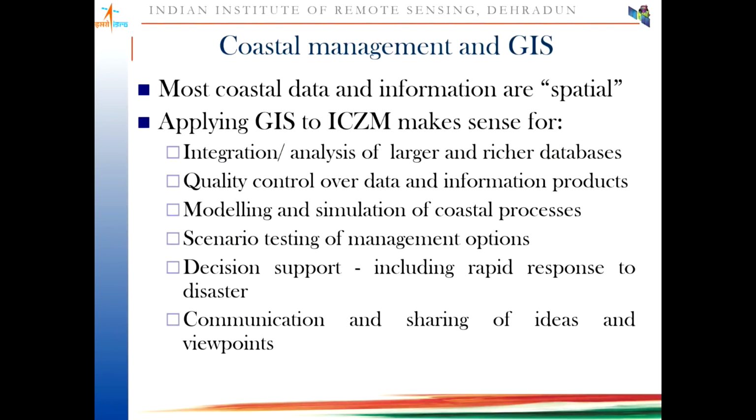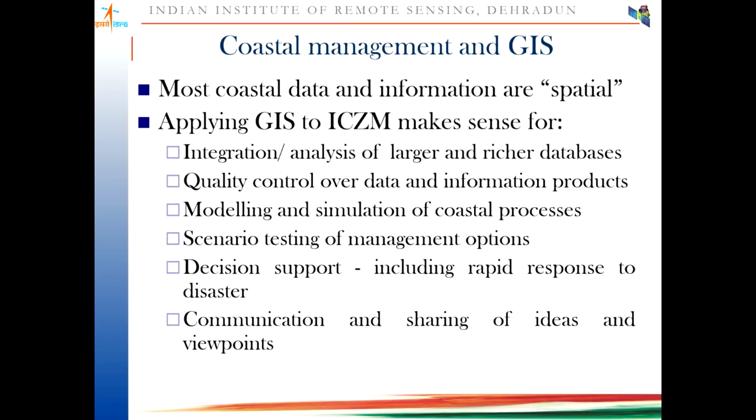GIS has a very strong role in the coastal zone also, because coastal data are mainly spatial data. It's three-dimensional data, X, Y, and Z, and we basically call it 4D GIS, because time is also very important. So GIS for integrated coastal zone management makes sense for analysis of larger and richer databases, quality control of the data, and modeling. We can generate various kinds of simulation of the coastal processes.